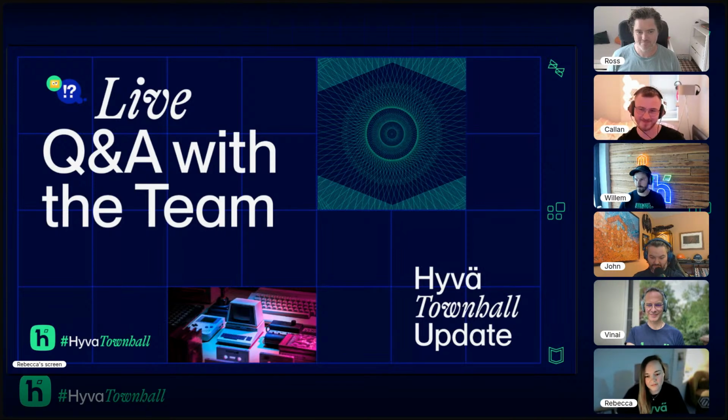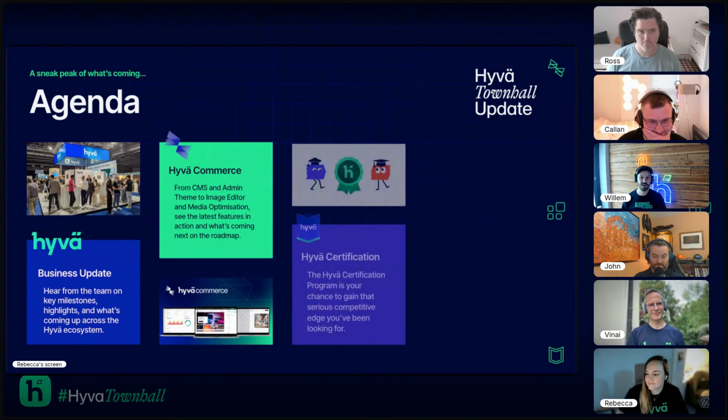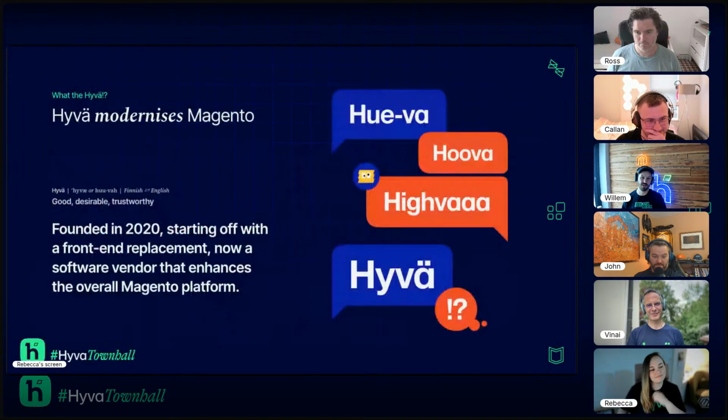Oh, we've had one more, and it was, what's the story behind the name? And I think Willem, you'd be a good one to ask that. Yeah, I lived in Finland for a couple of years, and when I founded Hyvä, Hyvä really resonated with me because it embodies everything that's positive and which I hold dearly from my time living in Finland. Good, desirable, trustworthy is all what we as Hyvä stand by and what we want to bring to our ecosystem and our beloved platform Magento.